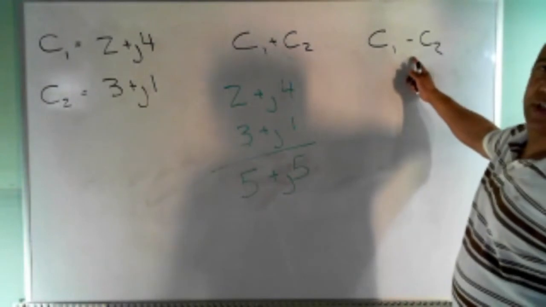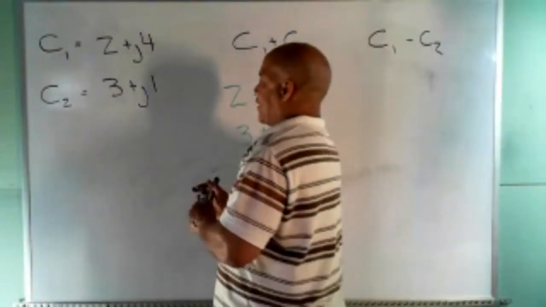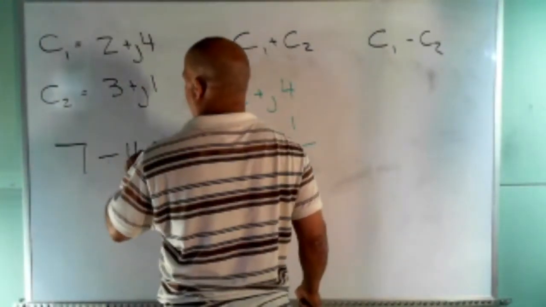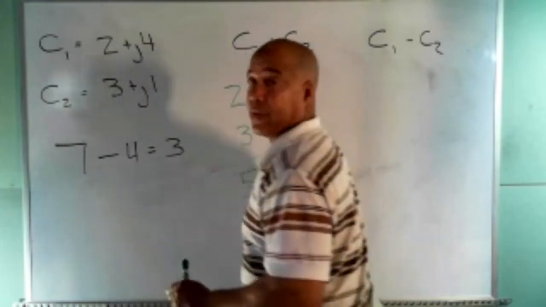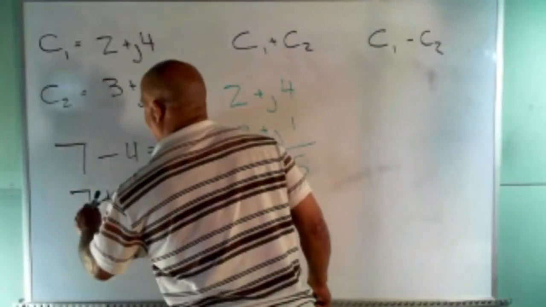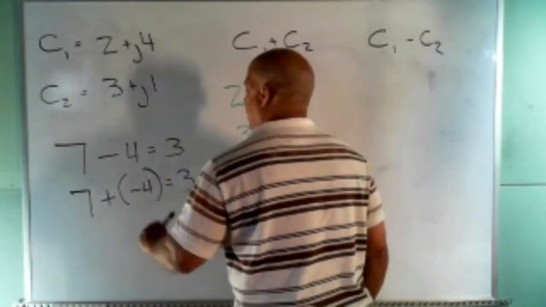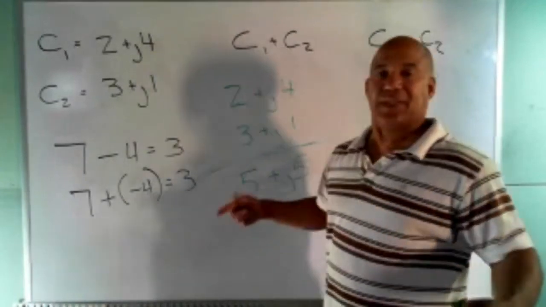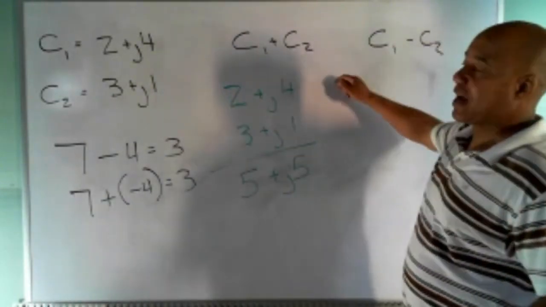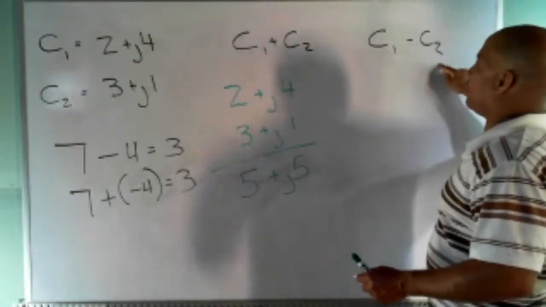Now subtraction is not hard, but you have to do an extra step. You know that I can take 7 minus 4, and everybody knows that's 3. But what you can also do is take 7 plus the opposite of 4 and get 3. So if I add the opposite, I'm really subtracting. That's what we have to do here. If I want to subtract complex numbers, I add the opposite. I want to take C1 and take C2 away from it.